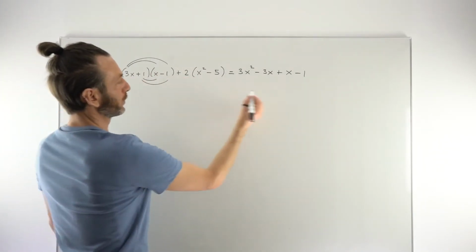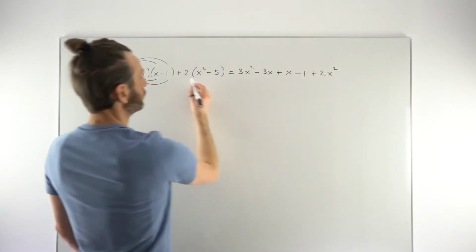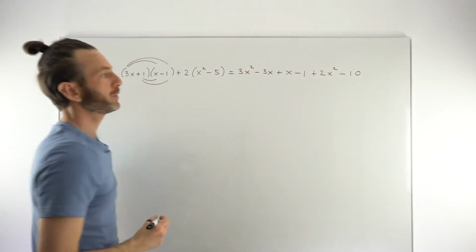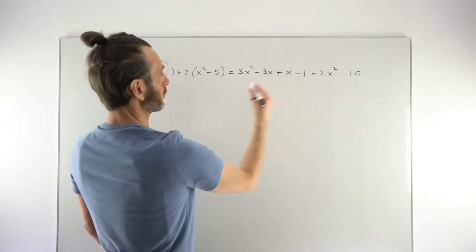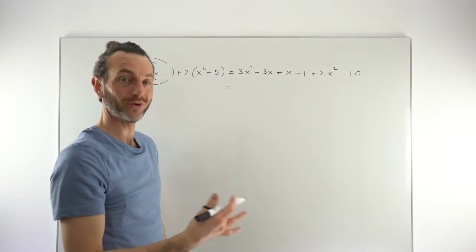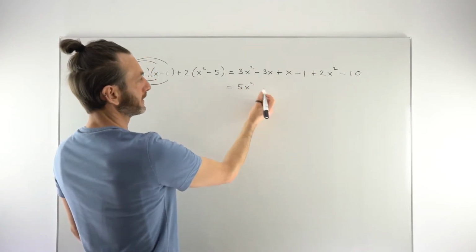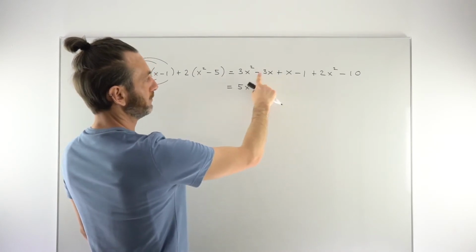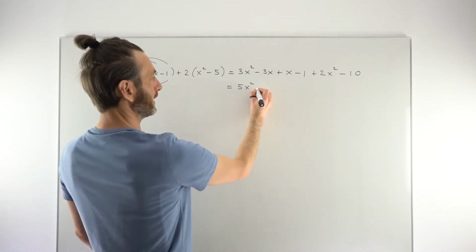2 times x squared in the second bracket gives us 2x squared. And then 2 times minus 5 gives us minus 10. Okay, now it's just a case of collecting together all the like terms. So we've got 2 x squared terms, so 3x squared in the first term, and then positive 2x squared, so adding those together to give us just 5x squared. And then collecting together your x terms, so we've got negative 3x plus 1x, so it's minus 3 plus 1, which is minus 2, not minus 4, so it's minus 2.